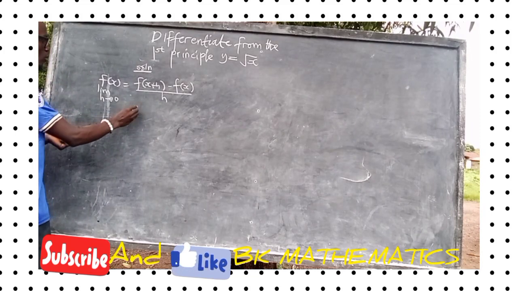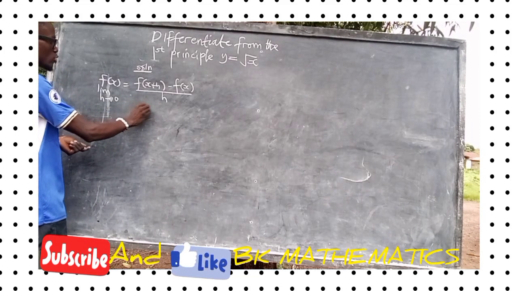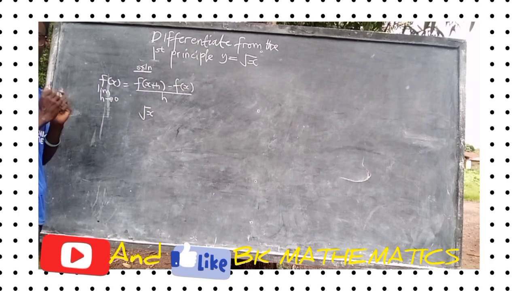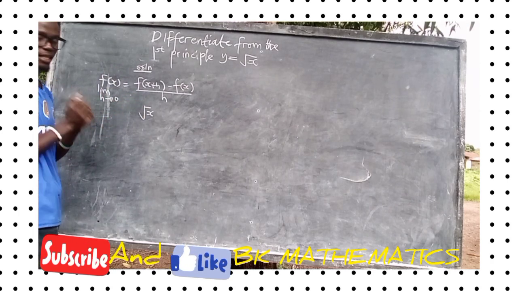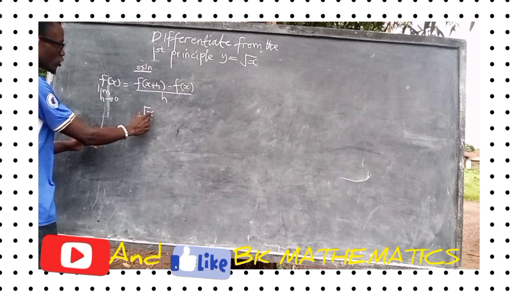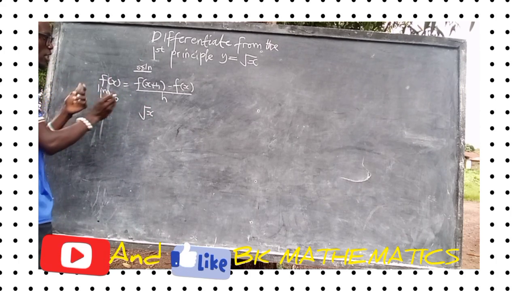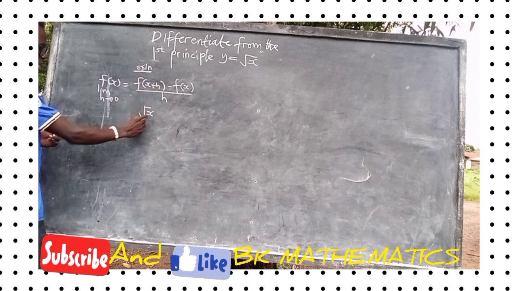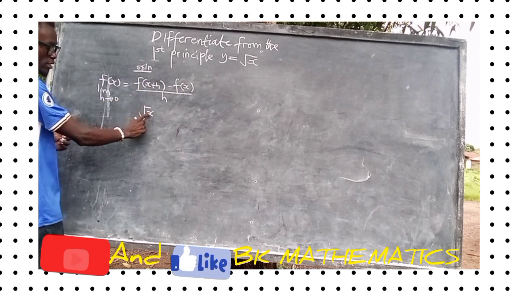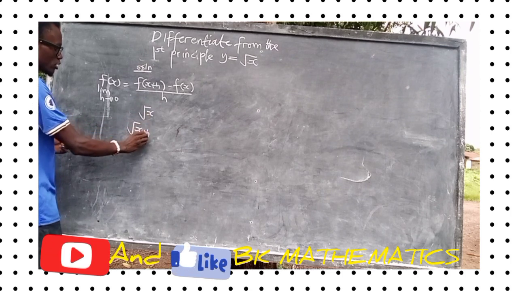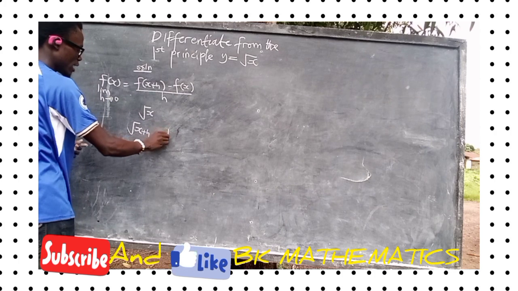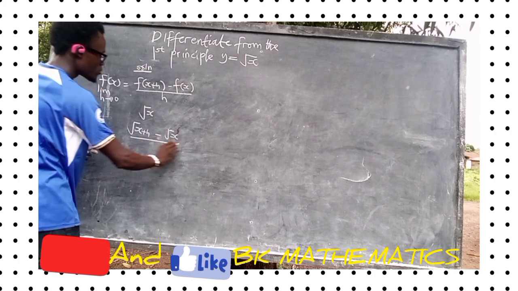Now we are given root x. This is what we are given, and I want to use the first principle to differentiate this one. Very simple. Just stay and watch till the end, like I said. Anywhere we see x in this equation, we replace it with x plus h. Since this is root x, we replace it with root x plus h, minus f of x, the old function that we are given, all divided by h.